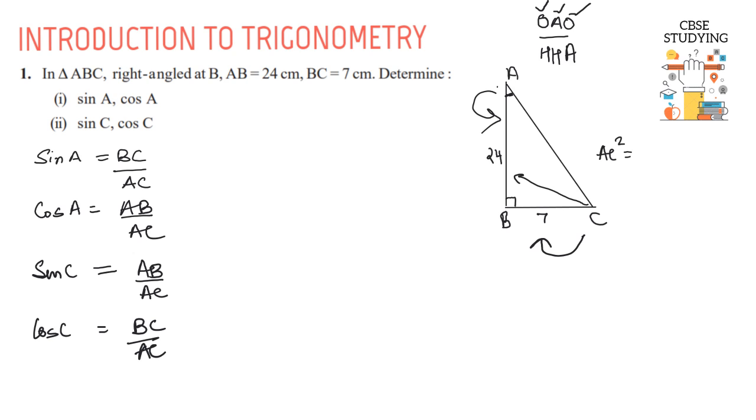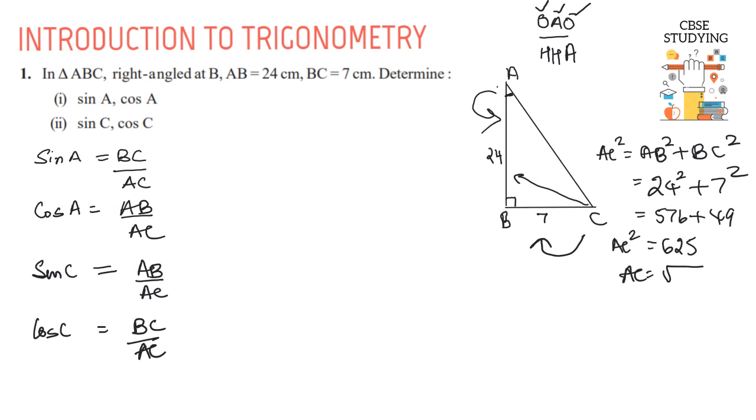So we know that AC square is equal to AB square plus BC square, right? That is 24 square plus 7 square. What is 24 square? 24 square is equal to 576 plus 49, and that equals 625. So if AC square is equal to 625, AC is going to be equal to square root of 625, that is 25. So from this we see that the measurement of AC is 25. Now simply substitute the measurement. So what is BC? 7 by 25. So the value of sine A is 7 by 25.